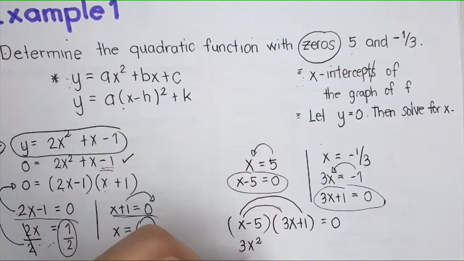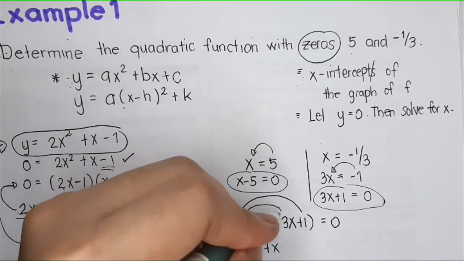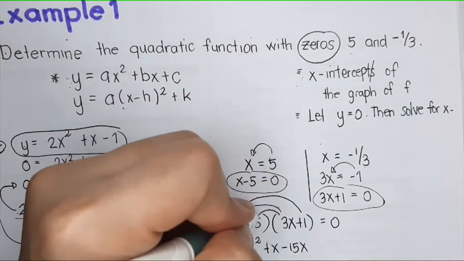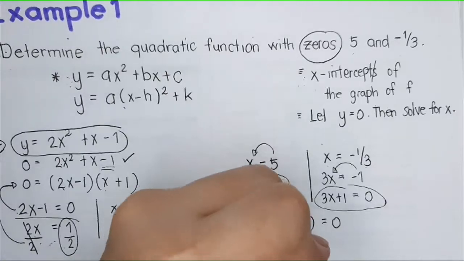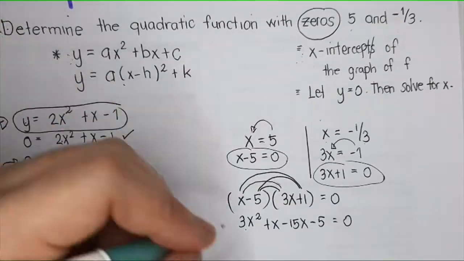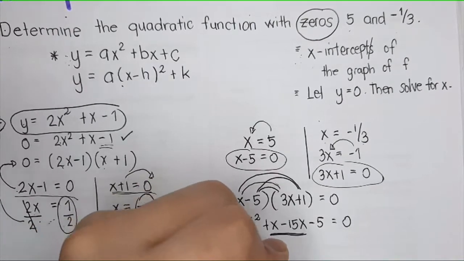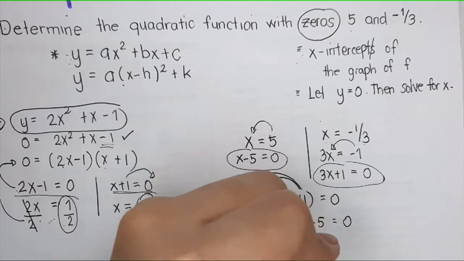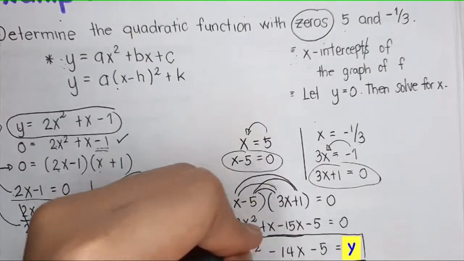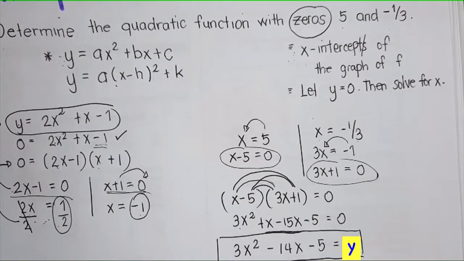Okay, first terms, you get 3x squared. Outer terms, you'll get x. Inner terms, you'll get negative 15x. And then the last terms will give us minus 5. That is equal to 0. If we collect like terms here, you finally get 3x squared minus 14x minus 5 equal to 0. So, this is the quadratic function that has zeros 5 and negative 1/3.